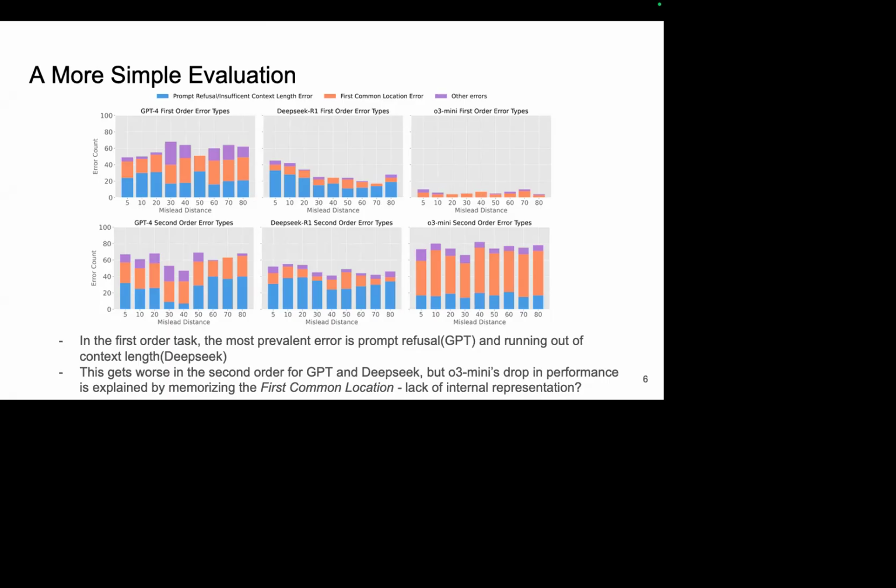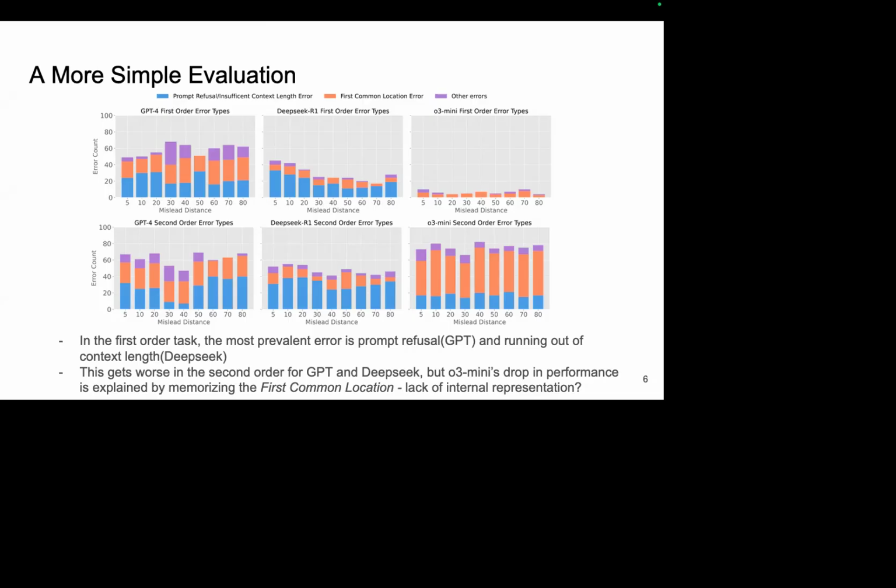So we saw a lot of cases where GPT-4 and DeepSeek R1 just refused the prompt entirely. That would be GPT-4 saying not enough information. That would be DeepSeek R1 reasoning itself to death, right? It's running out of context length. So there's a lot of that, but when models do respond, most often they just repeat the first common location that all the characters intersect at. So there seems to be some kind of memorization of that specific point in the story.